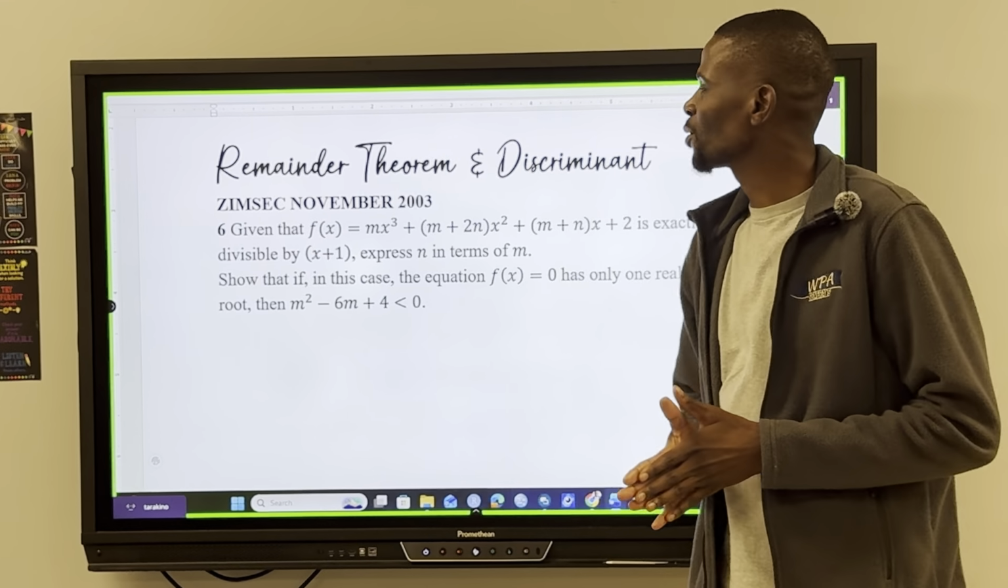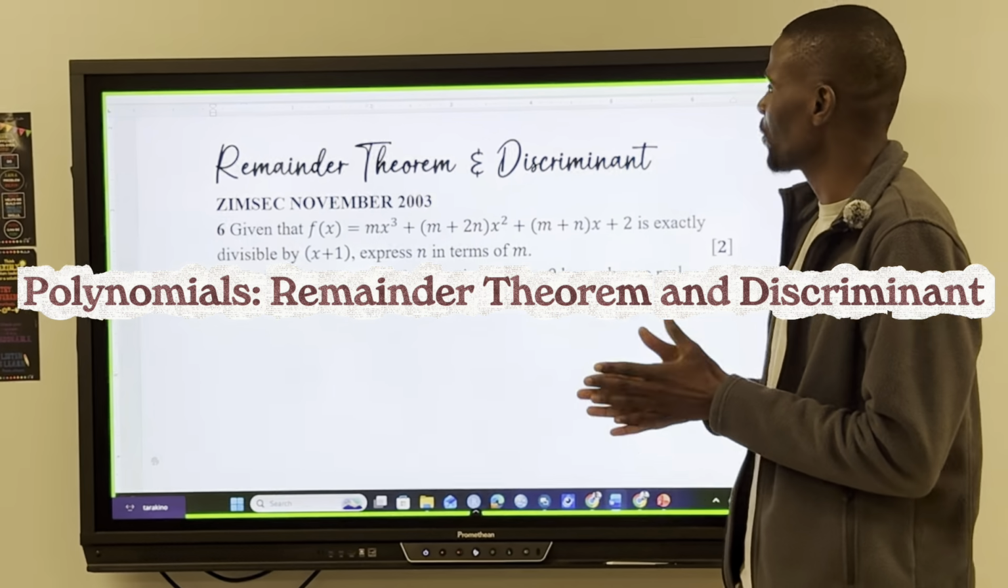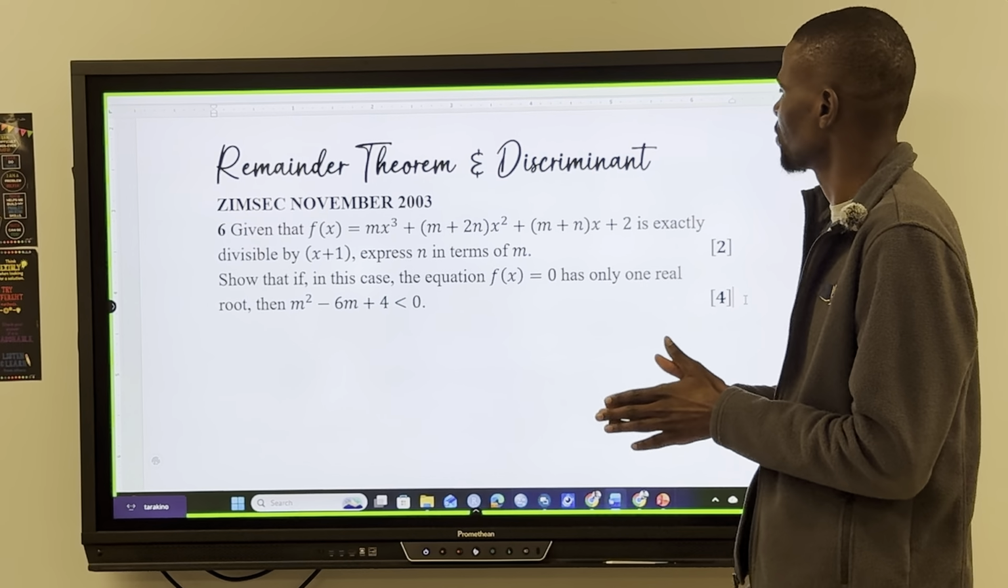So in today's tutorial, we are solving a polynomial problem. Mainly we are focusing on remainder theorem and discriminant from ZIMSEC November 2003.